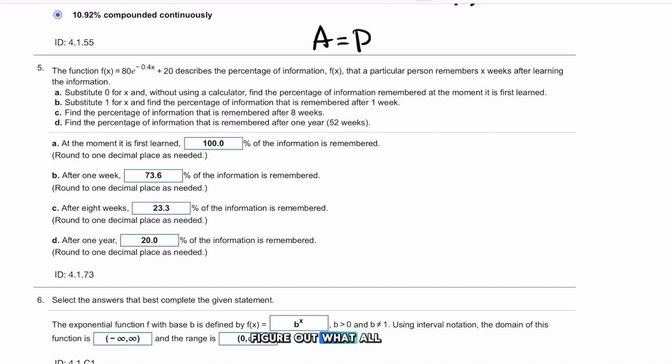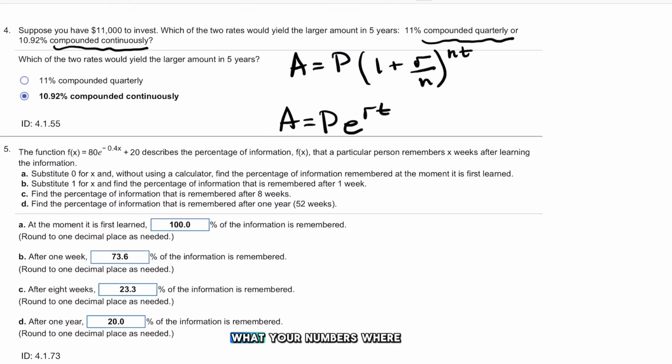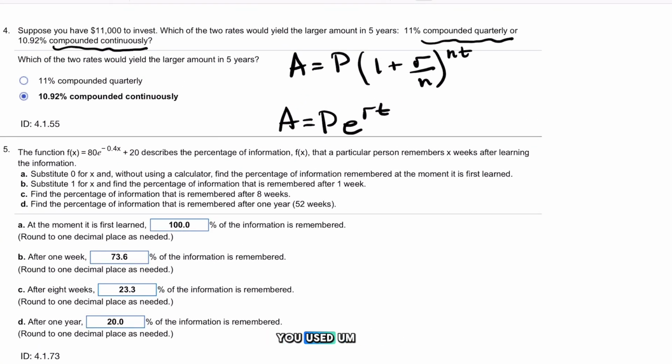And then you just figure out where all of your numbers go. And then you use also A equals P e to the rt. So that one is for continuously. And then your years are 5. Your r for compounded quarterly is 11%, so you just change that to a decimal. And then for the other one, it's 10.92.